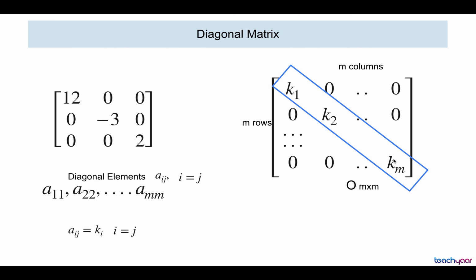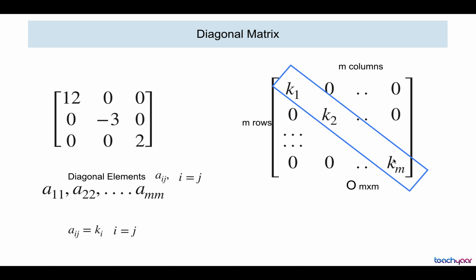So they could be any values. But what's very important is that all the other elements where i is not equal to j, so A21, A12 and so on, all of them are 0, right? For a square matrix, which is exactly what we saw before. So hopefully that's clear. That explains to you very clearly what a diagonal matrix is.